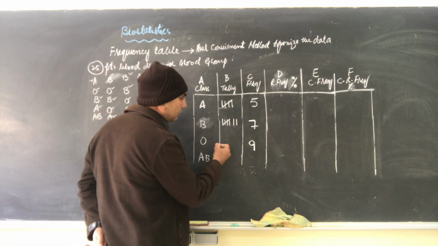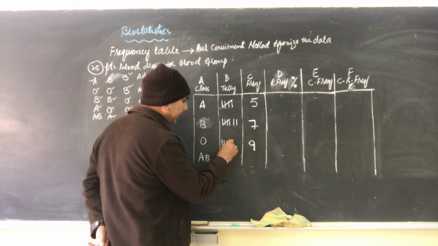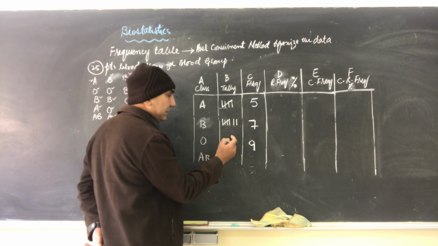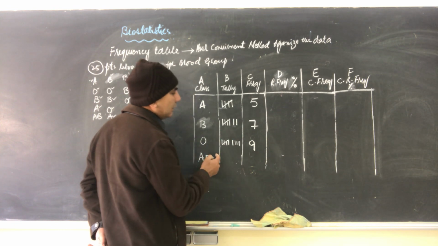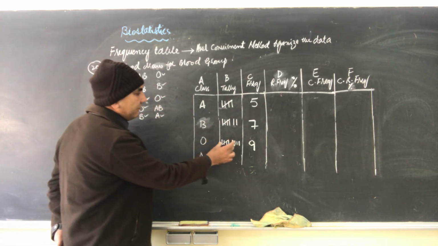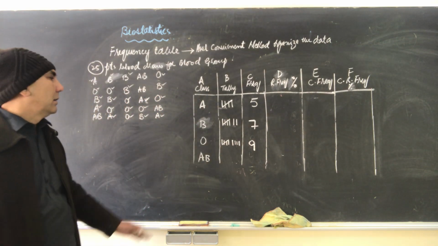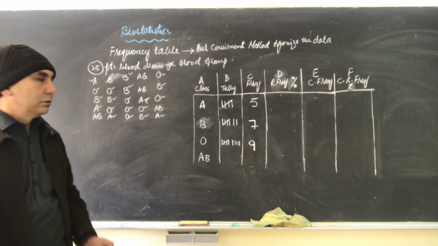So how will I mark it in the tally marking? 1, 2, 3, 4 and then cross it. It shows a bunch of 5 patients, and then we will mark 1, 2, 3, 4. So it is visualized and understood by the readers. This is the frequency of 9 patients who have blood group O.